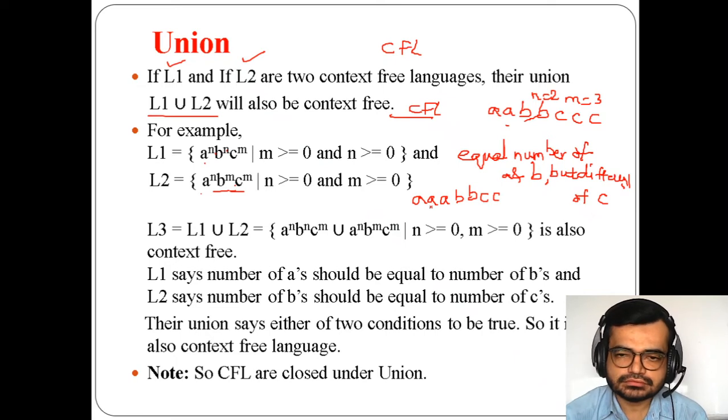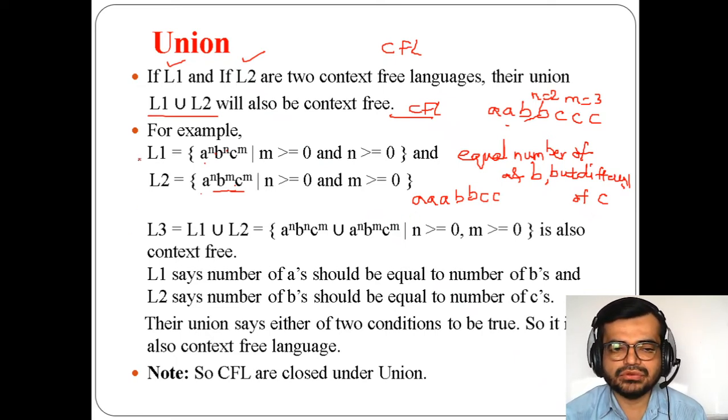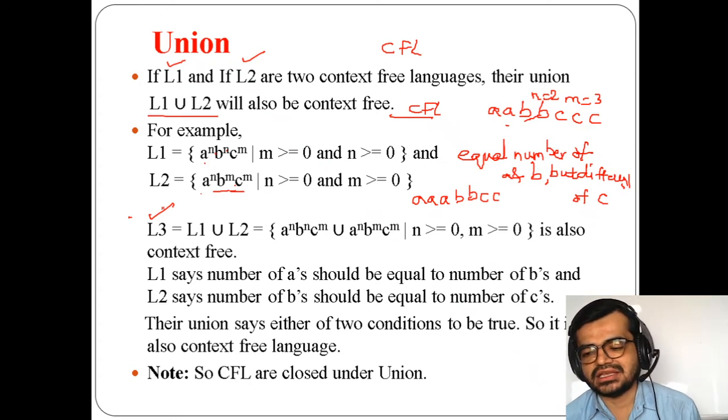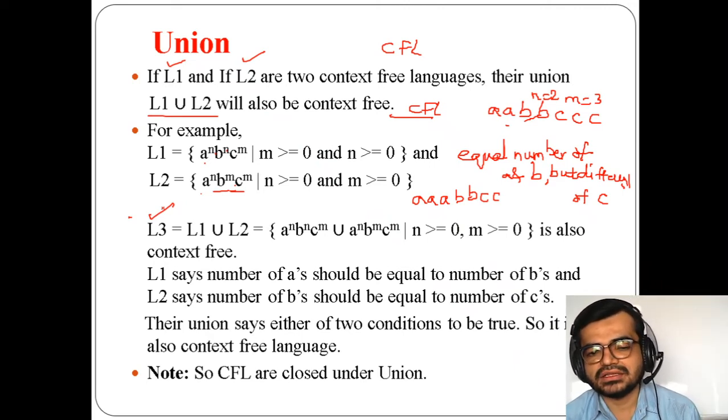Now what we have to do is perform the union operation on L1 and L2. Let us assume the union is L3. Now I have to prove that L3 is also a context free language. L3 means L1 union L2. Then only I can say that union satisfies the closure property.